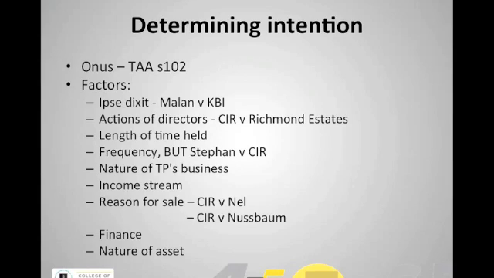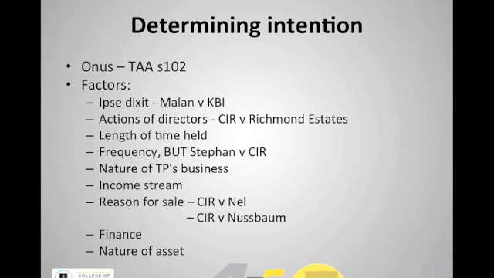However, in CIR versus Nussbaum, Mr. Nussbaum was the owner of a portfolio of shares. His stated intention in the portfolio was to own the shares in order to generate dividend income. And he stated that he only bought shares when they appeared to be paying a good dividend stream, and he sold shares when the dividends seemed to be drying up, or when it was a low dividend yield compared to the market price.